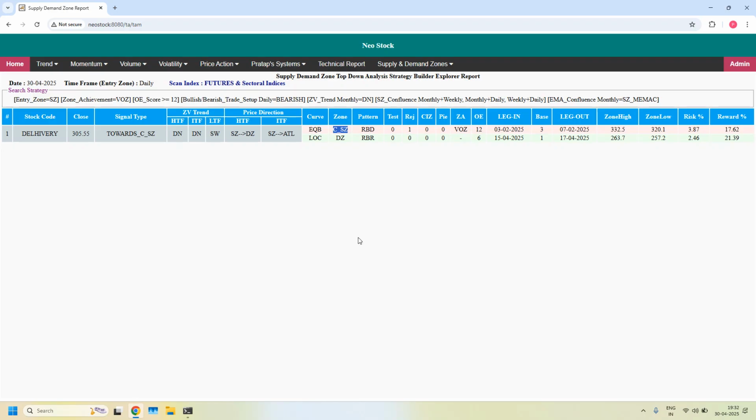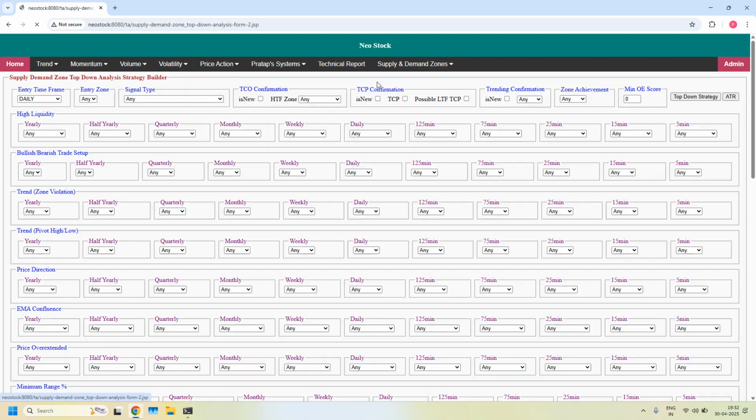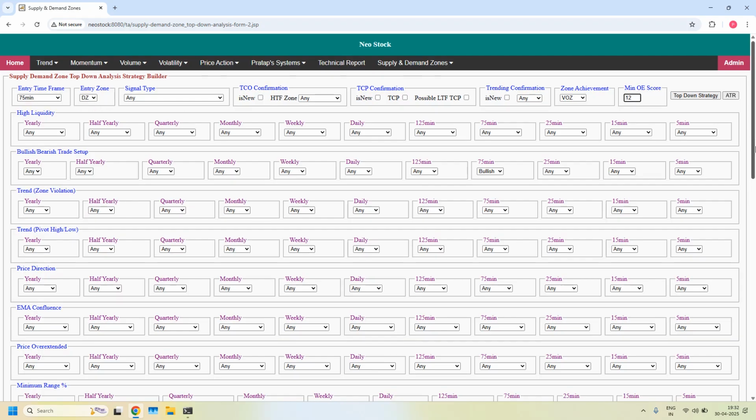Next, we will look into weekly income trade reports. For the bullish trade setup for weekly income trade: entry time frame 75 minutes, entry zone demand zone, bullish or bearish trade setup at 75 minutes, I am selecting bullish. Zone achievement violated opposing zone, minimum odd enhancer score 12. And also this 75 minutes demand zone should not be pierced.